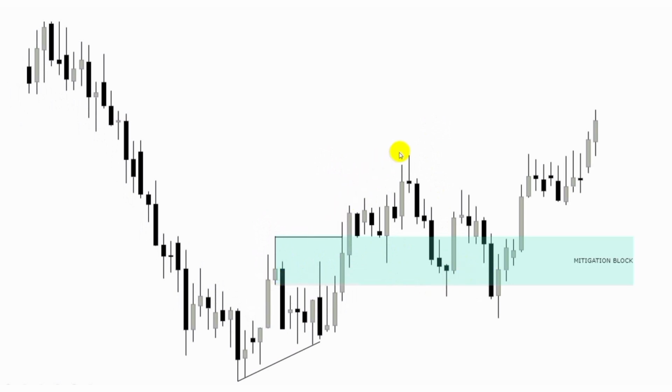So we can see how price returned, filled up the fair value gap, and pushed to the upside. Price filled up this fair value gap, and then still decided to fall back to the downside before pushing further to the upside. So this is actually how you identify the bullish mitigation block. It is actually a violated bearish order block.